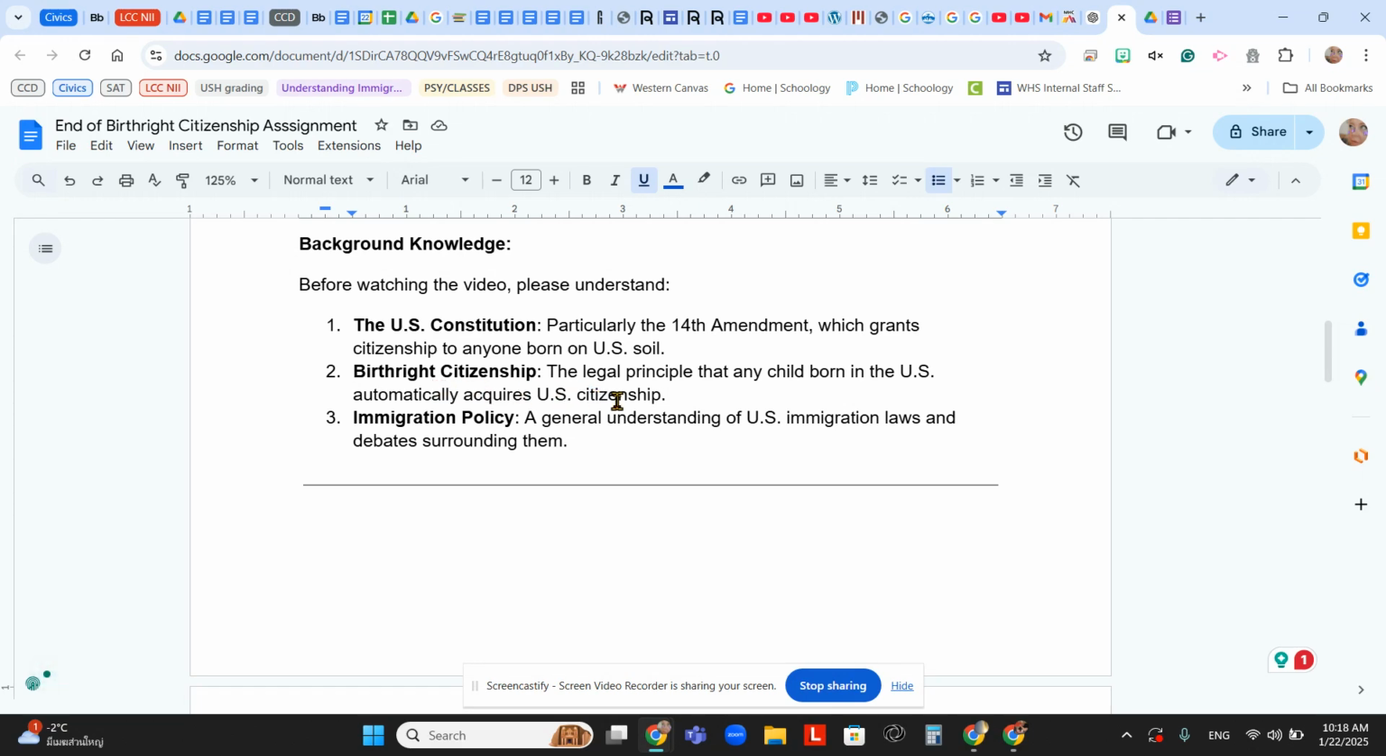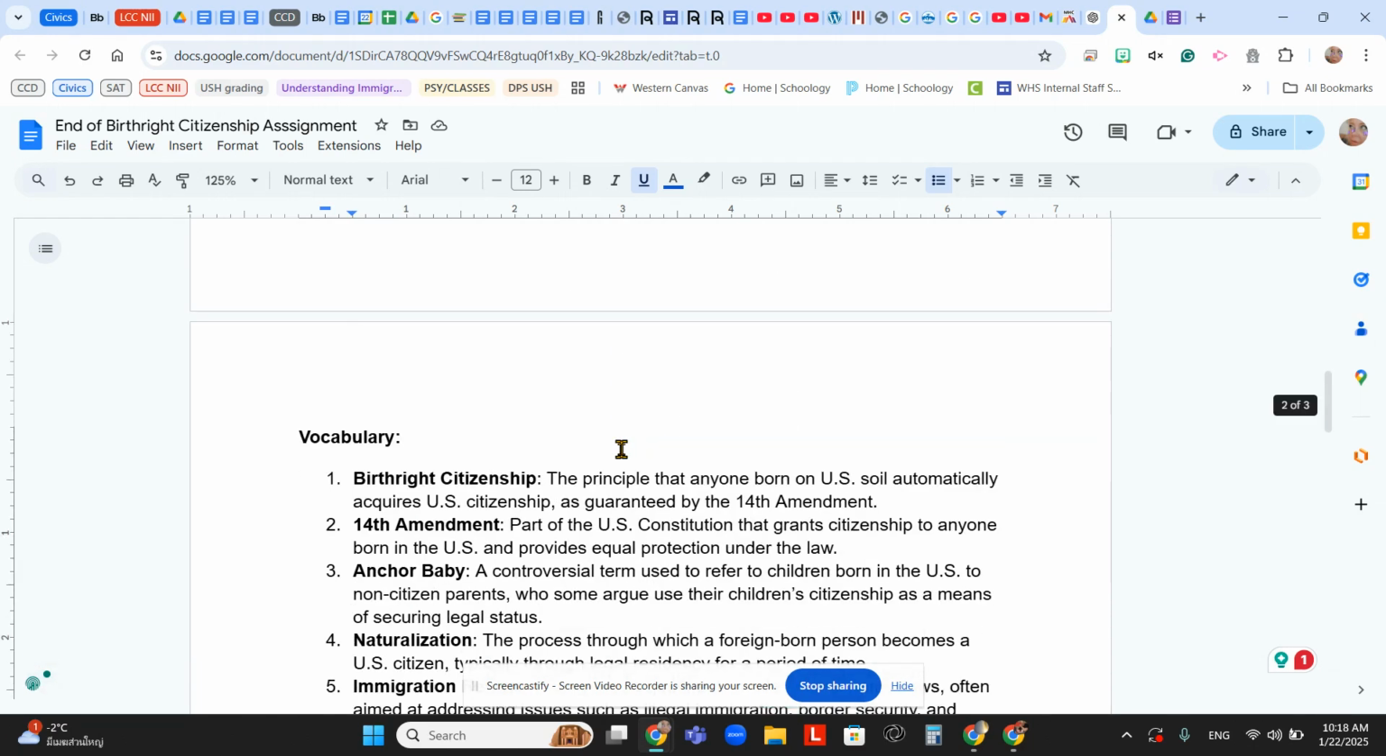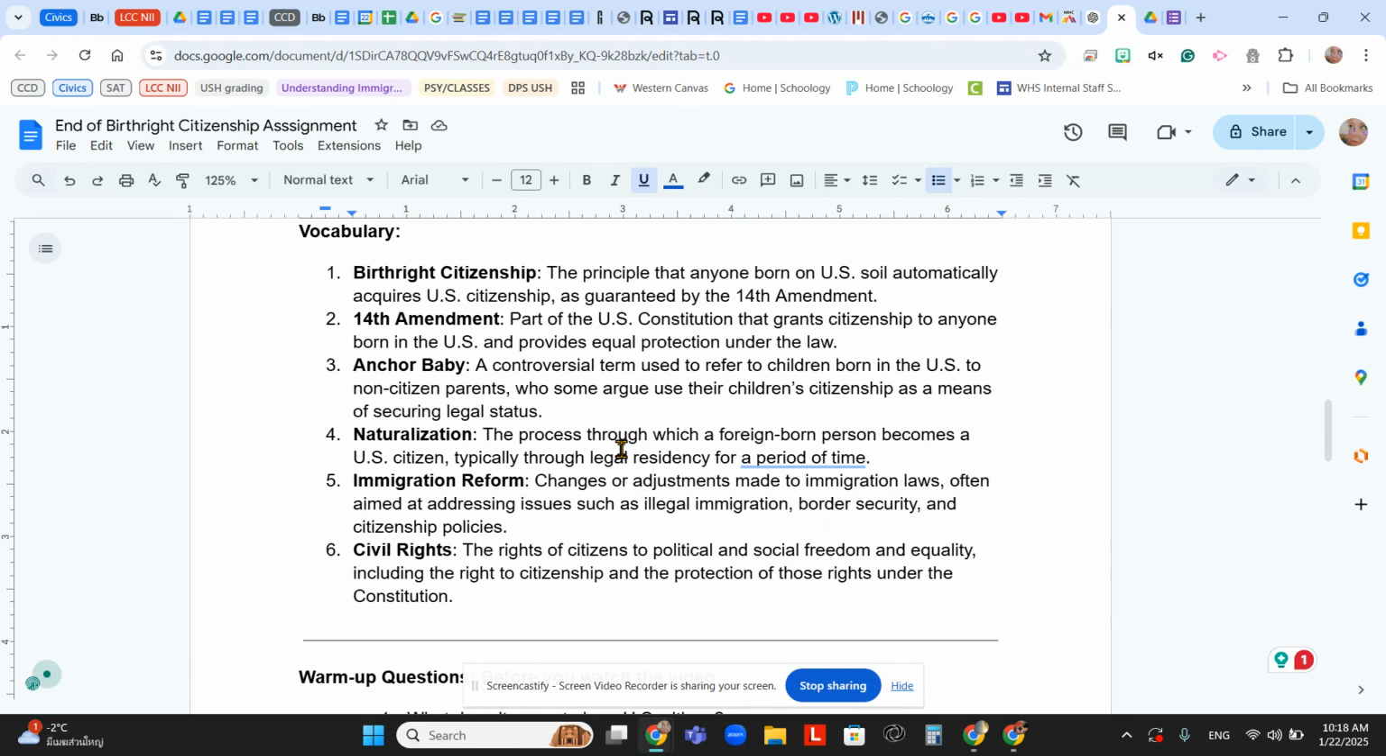Next, we have birthright citizenship, which is the legal principle that any child born in the United States automatically acquires U.S. citizenship. And then immigration policy is a general understanding of U.S. immigration laws and debates surrounding them. Some vocabulary for you to understand.